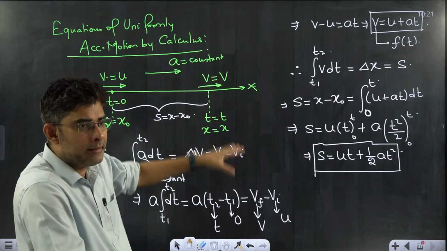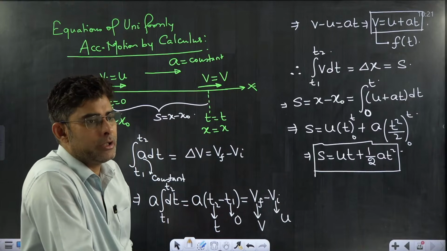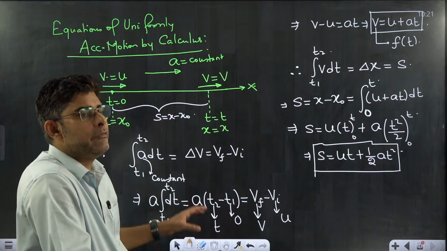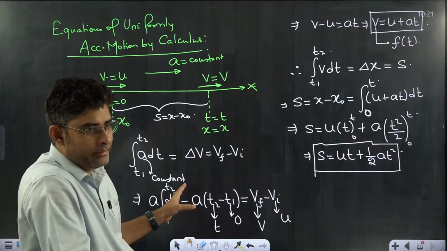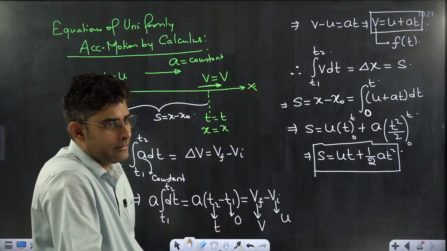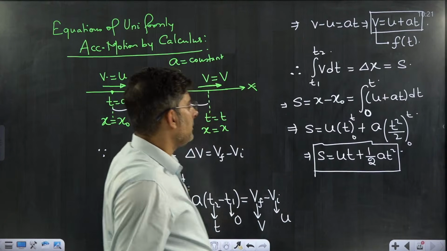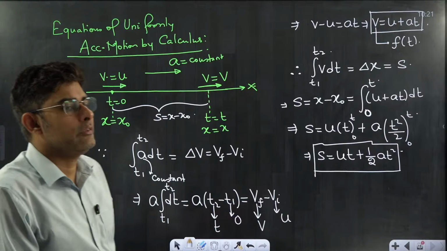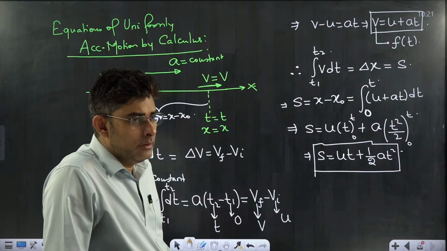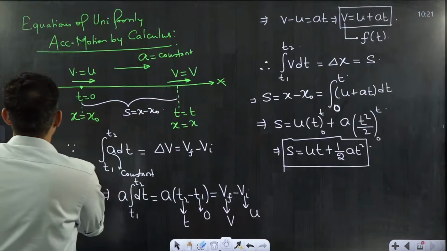When I started the class, I wrote everything. If it's still confusing, beta, then you have to come out of your confusion by focusing on the class and leaving everything that is going on in the world outside. Just listen to the class, then you will be able to understand. s is ut plus half at square. Now there is one more equation, which is v square equals u square plus 2as. Let's try to see how we get that. For that we can use the third equation of integration. What is that?